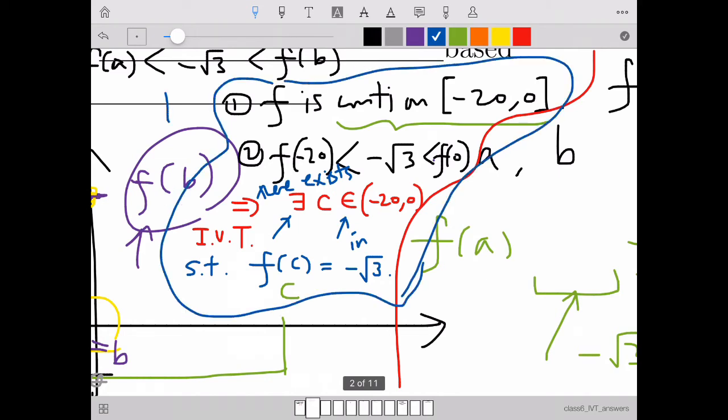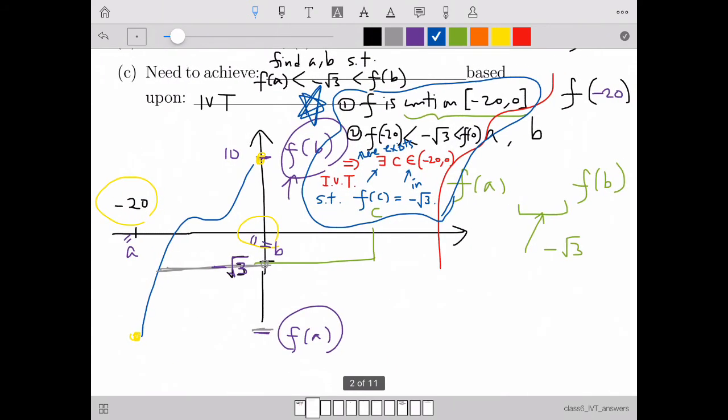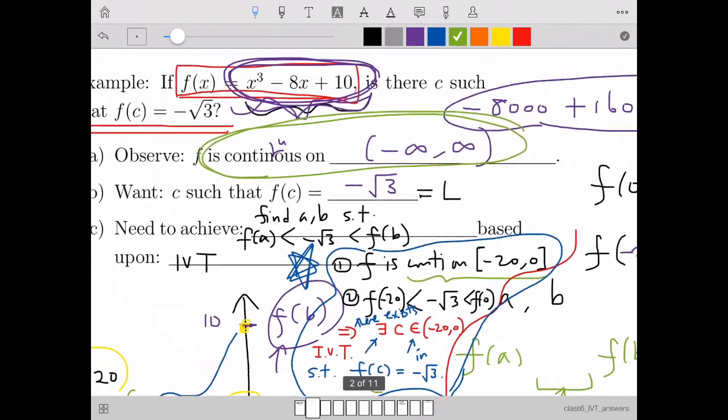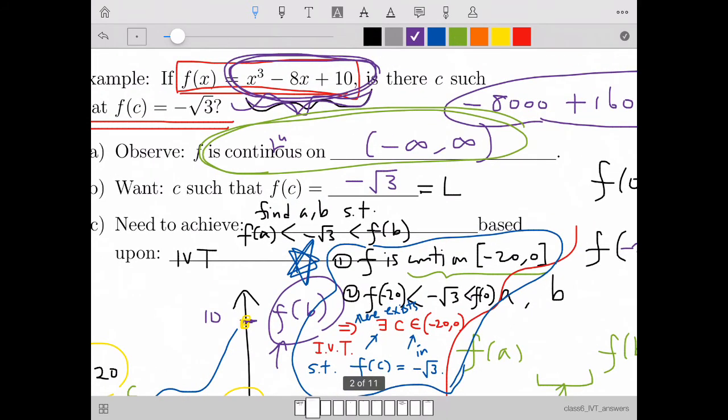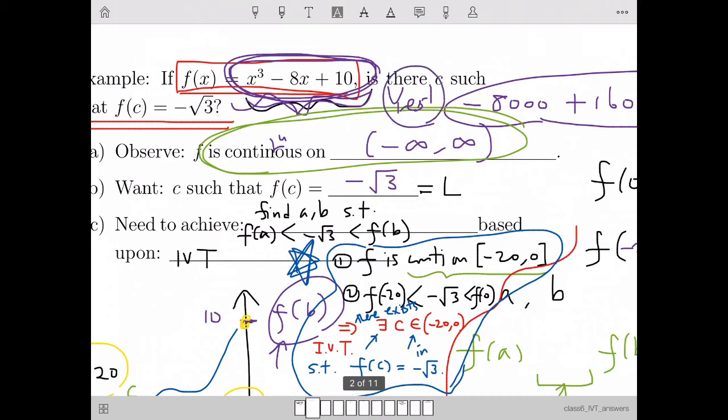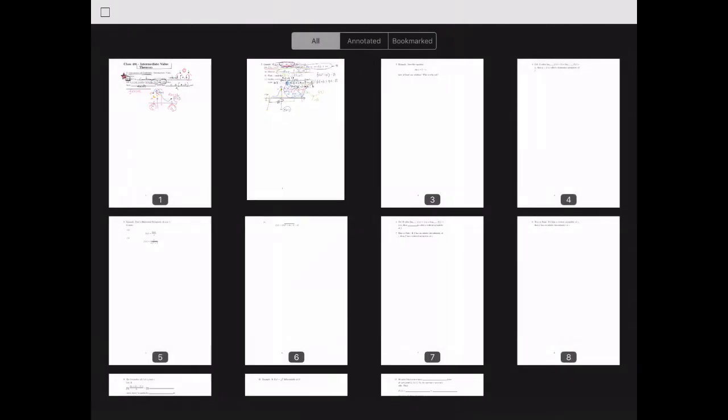Okay, so remember these steps. So there should be some c so that f of c is minus square root of 3. So the answer is yes. Another example.